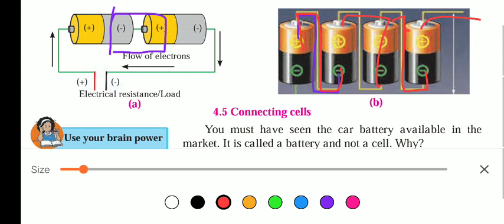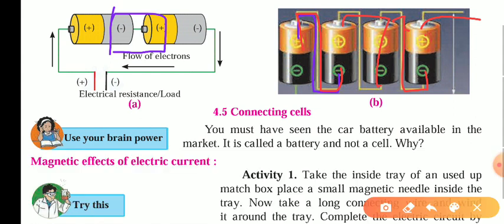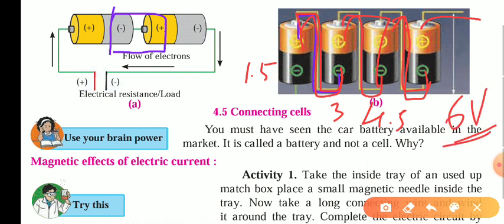This means we can connect a series of dry cells, and the total potential difference will be the sum of the individual ones. Suppose these are all 1.5 volts. When we connect this, it will become 3. When we connect this one, it will become 4.5. When we connect one more to it, the total will become 6 volt. It will go on adding 1.5, 1.5, 1.5, 1.5.